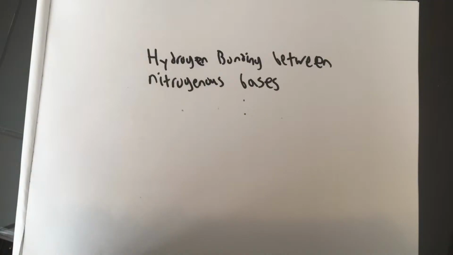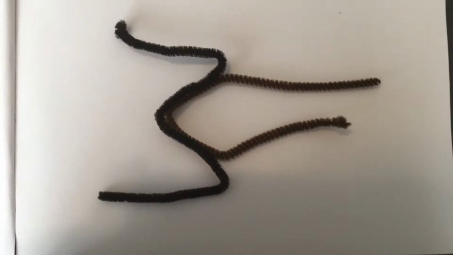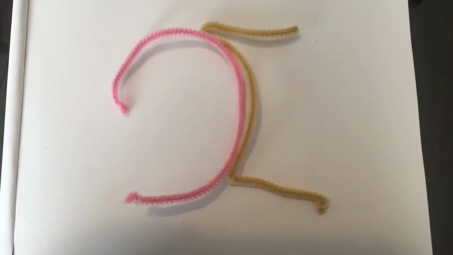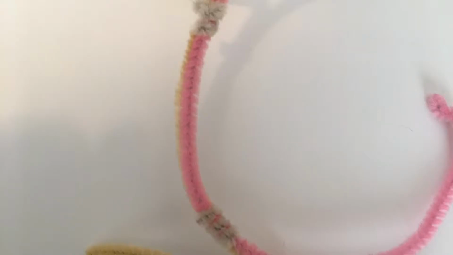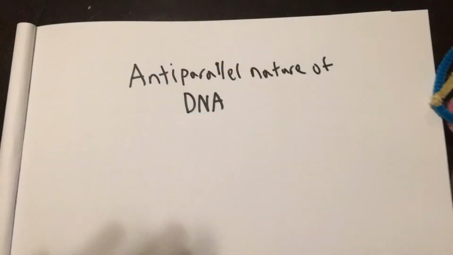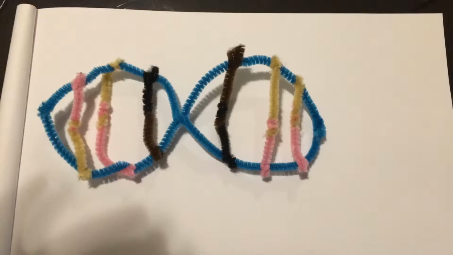A hydrogen bond is a dipole-dipole attraction that forms between two hydrogen bonds, which allows the nitrogenous bases to bond, forming the rungs of the twisted ladder known as the DNA double helix. The strands on a DNA double helix run anti-parallel, which means they run in opposite directions.